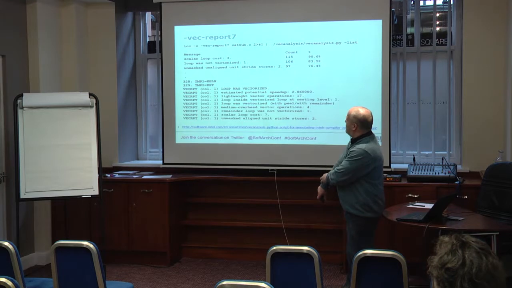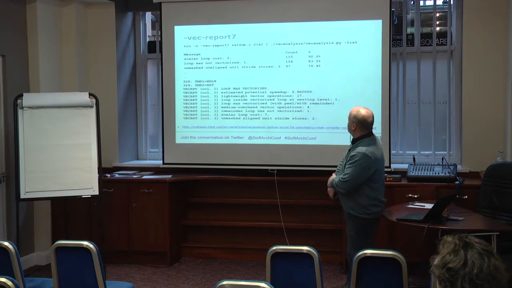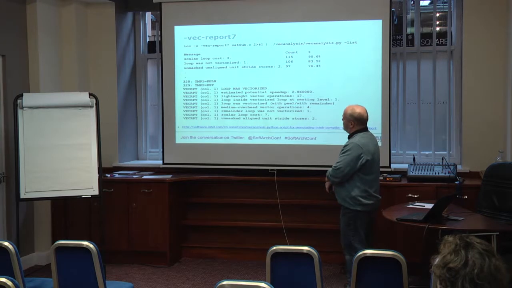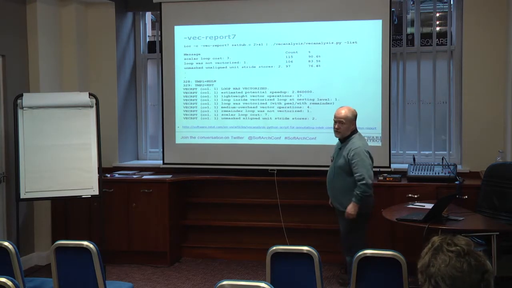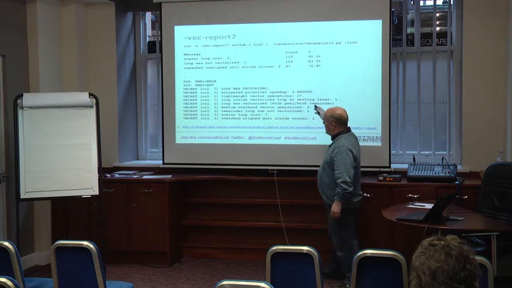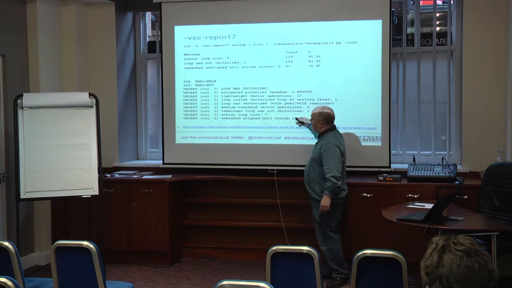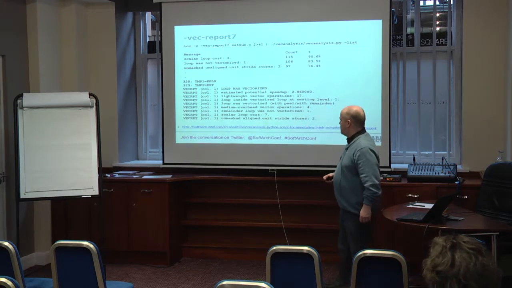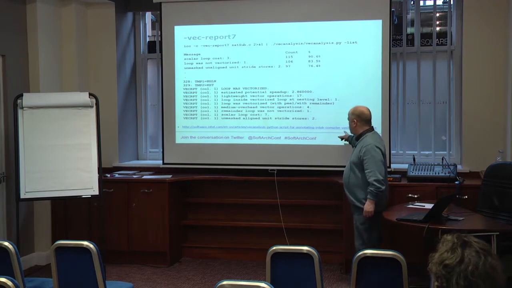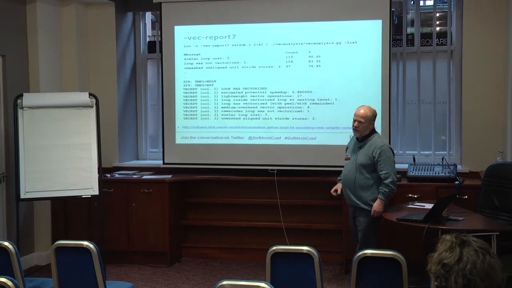Here's an example of one of the most verbose outputs from the compiler. What the vec-report 7 gives is information that can be processed with some additional scripts that we provide. It will give you a detailed report on every line of code as to how it was vectorized. So that's one way, and there's a link down here if you want to find out more about that.